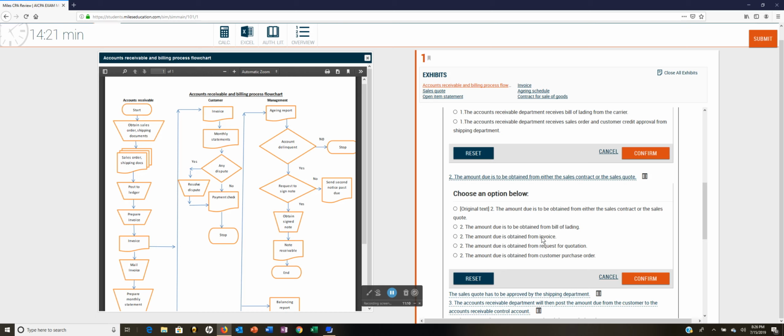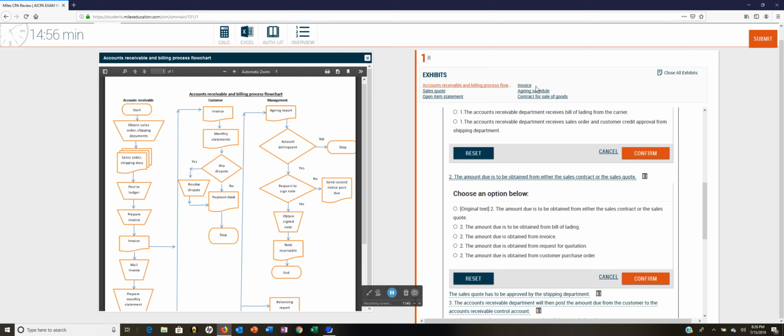That certainly is something that conceivably could be the answer, right? We're going to send them an invoice. The amount due is obtained from request for quotation. I've never heard of request, so that doesn't sound right. And the amount due is obtained from the customer purchase order. No, the customer purchase order will not necessarily show what is due. It will show what is ordered.